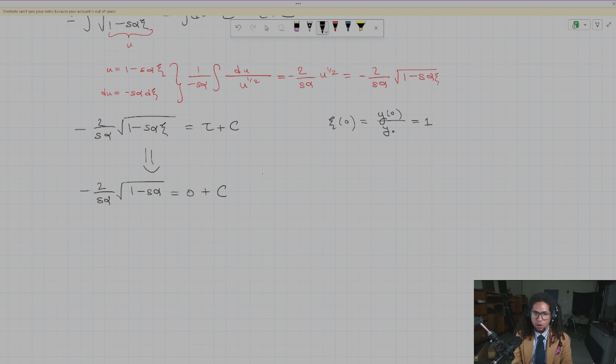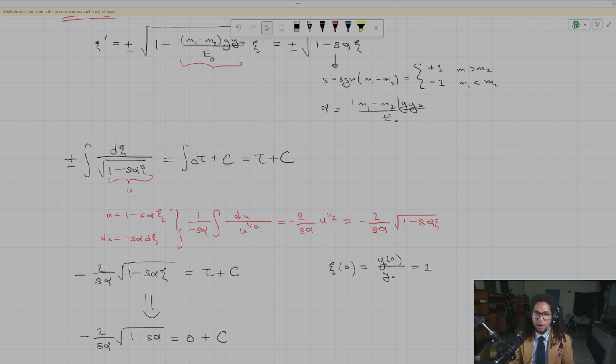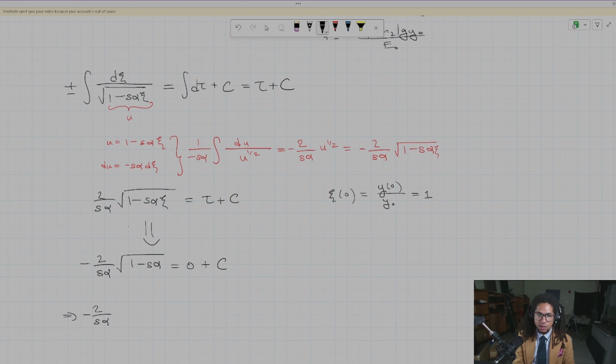All right, so now we're almost home free. We have minus 2 over S alpha. And I have made one more mistake. I dropped my plus minus that was here. So in the end, this actually becomes a minus plus. Good. This also becomes a minus plus. All right. Minus plus 1 minus S alpha xi is equal to tau minus plus 2 over S alpha, root 1 minus S alpha.